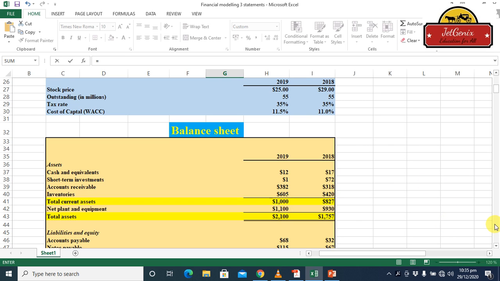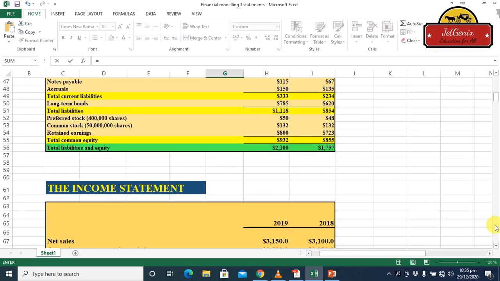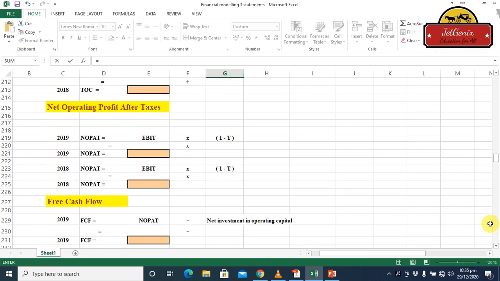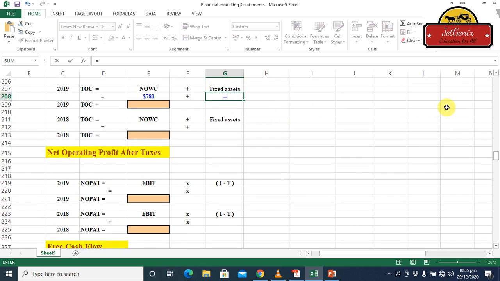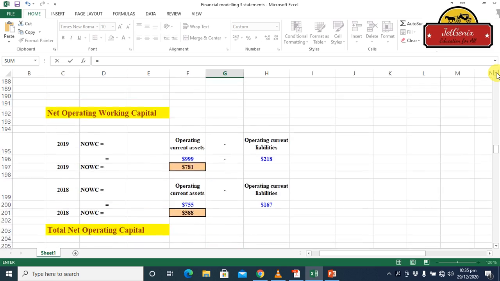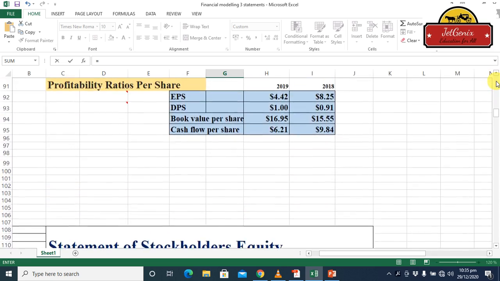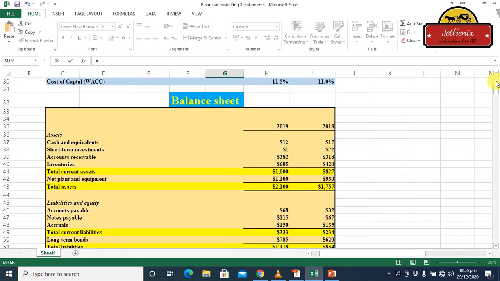Okay, wait, let me just check it again for a while. What I'm going to select in the balance sheet is fixed assets only. Okay, only fixed assets, not the total assets. So the fixed assets are here. Okay, the 1100, because we are not going to include the current assets here. I am selecting only this fixed asset, the net plant and equipment, and I am excluding the current assets.